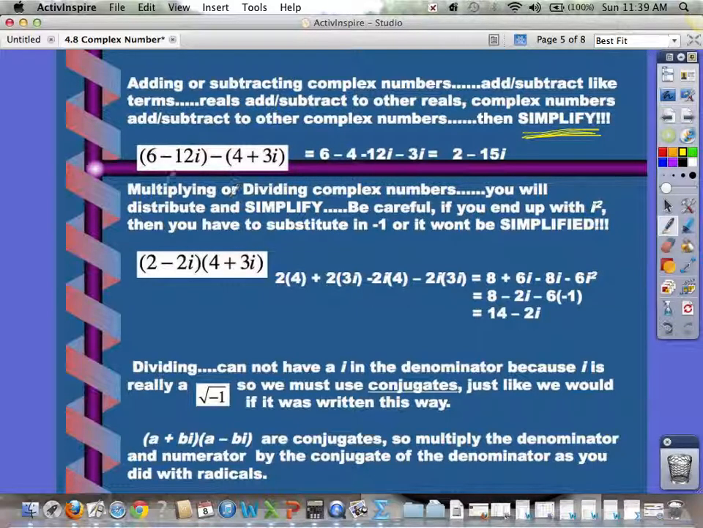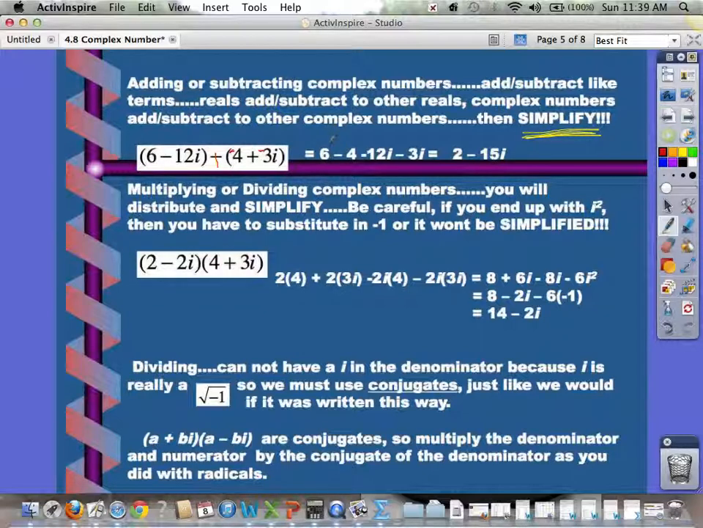All right, so they give us 6 minus 12i minus 4 plus 3i. Now remember, this minus in between means that it goes with everything that's in here. So if you want to, change that to a plus and make this negative and make that negative. You have to change all your signs. You're subtracting both things from this.